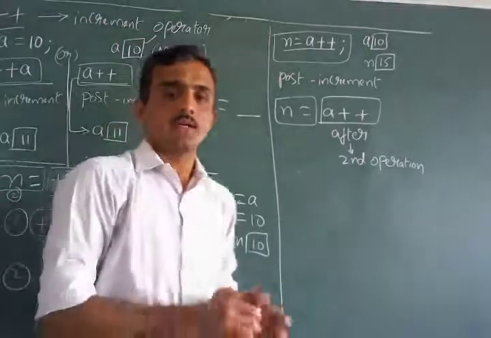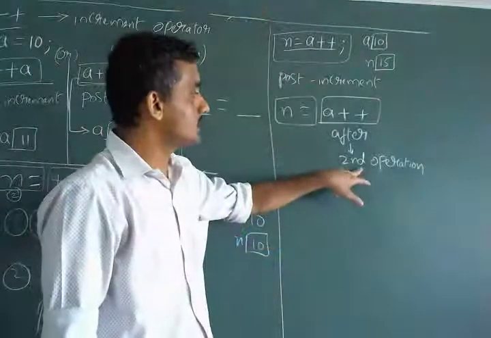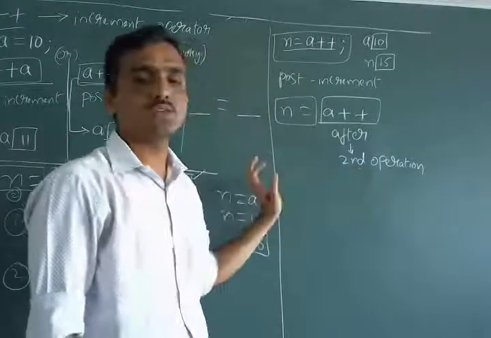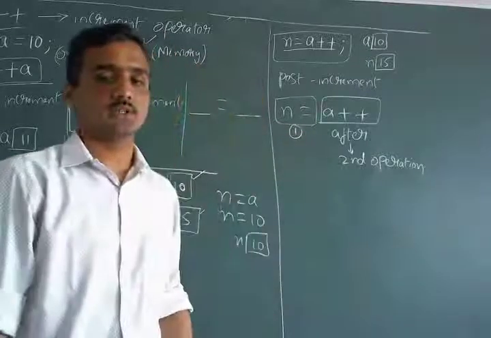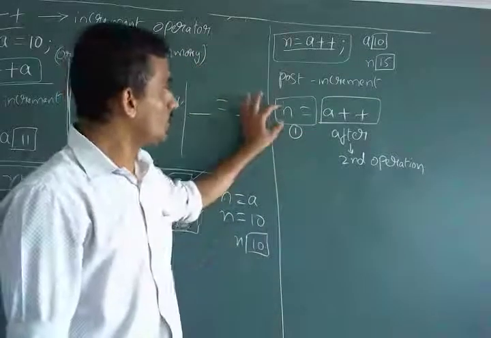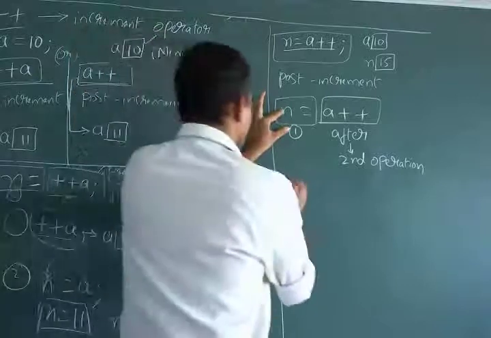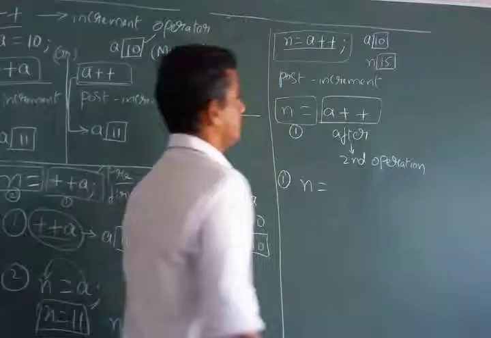Later we will discuss. Wait. So this should be done as the second operation. And which is the first operation? This is the first operation. N equals to is the first operation. Understood? Now if I want to do n equals to as the first operation, I write n is equals to.